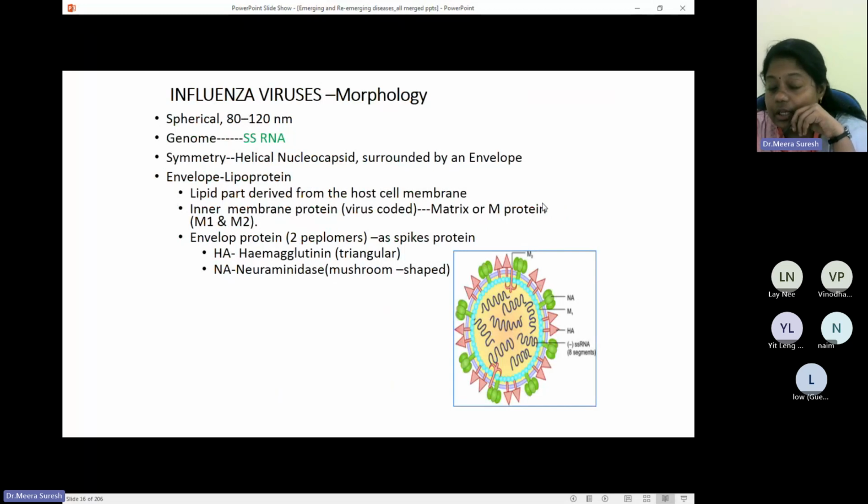And it is good if you remember the names, because for the diagnosis of the disease, especially for antigen tracing, we check whether there is the presence of these proteins, HA and NA. And even the influenza viruses have been classified according to the hemagglutinin and neuraminidase variety that is present. So only for that you have to just remember HA and NA, otherwise the morphology is not important.